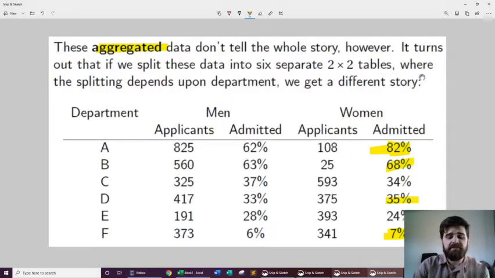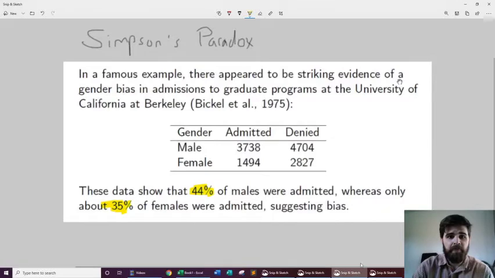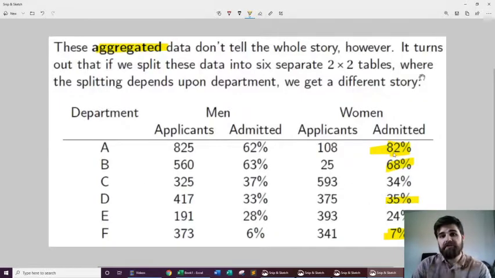So this is called Simpsons Paradox because you can actually make both arguments depending on how you look at the data. If we look at all the data at once, it looks like males were preferred. A higher proportion of males were admitted. Whereas if we split it up by department, actually it looks like the opposite might be true.